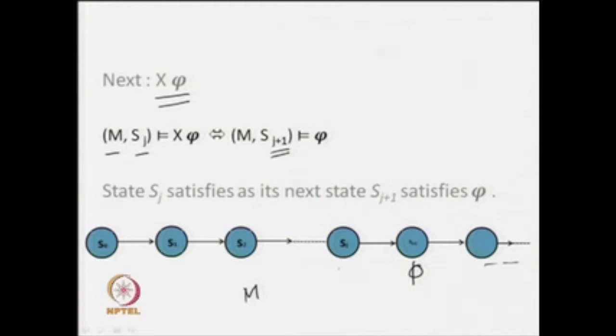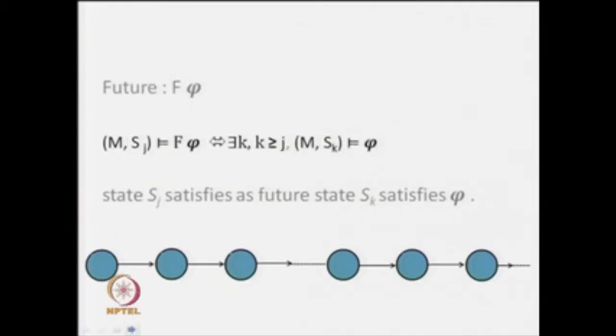we will find that the state S_j models next phi, because when we come to this particular state S_j during the transition, from S_j, wherever I am going, in the next state phi holds. So, we say that X phi holds in this particular state S_j. This is the meaning of the next operator. X phi is true in a particular state provided that in the next state phi holds. This is the meaning of X phi, and we define the meaning within a model.